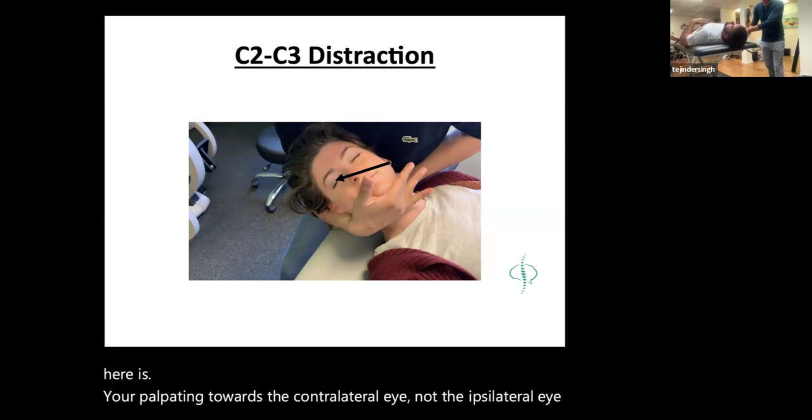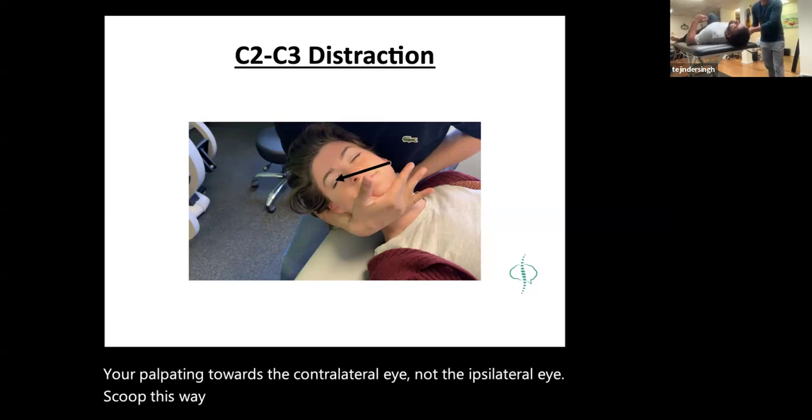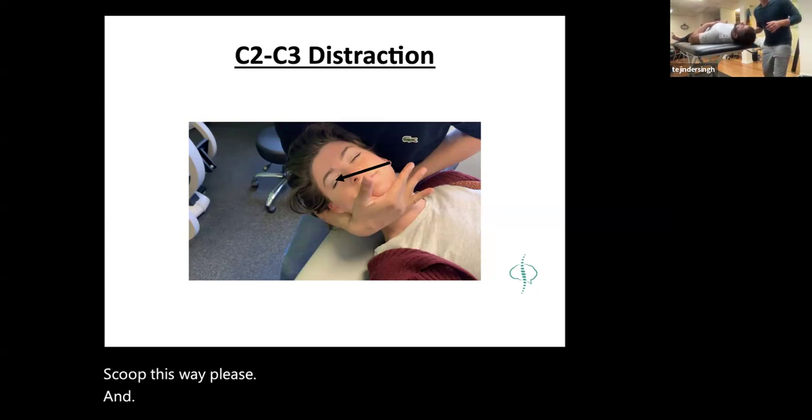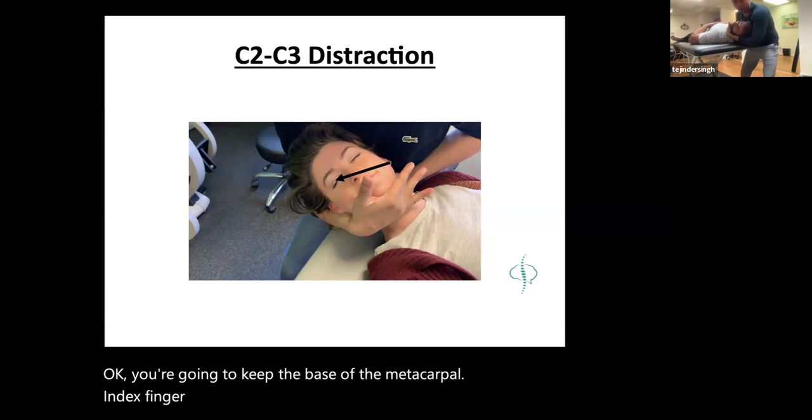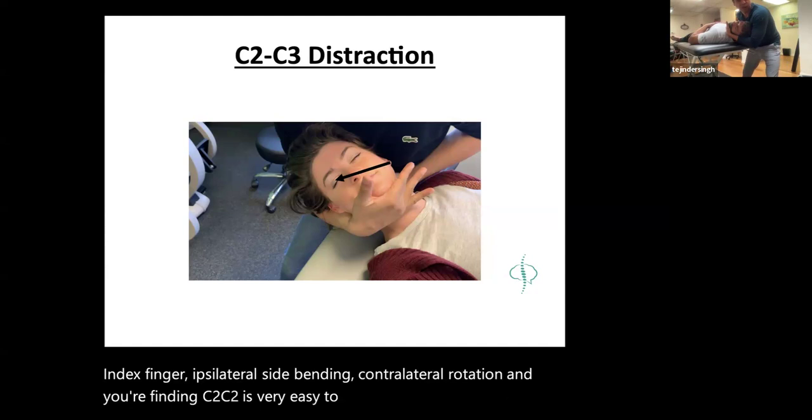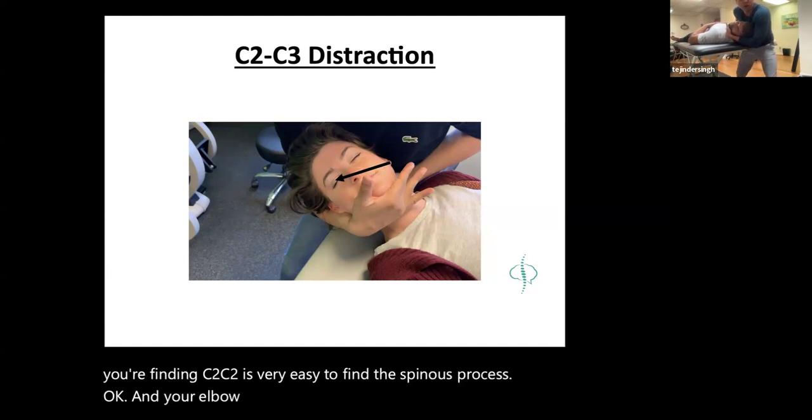Scoop this way, please. You're going to keep the base of the metacarpal, index finger, ipsilateral side bending, contralateral rotation, and you're finding C2. C2 is very easy to find, the spinous process. And your elbow position is towards the contralateral eye.